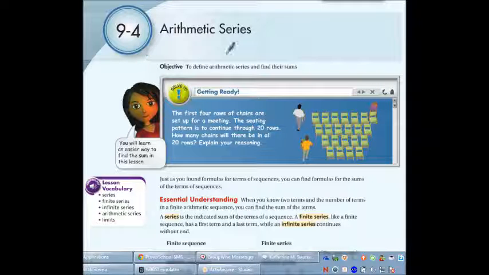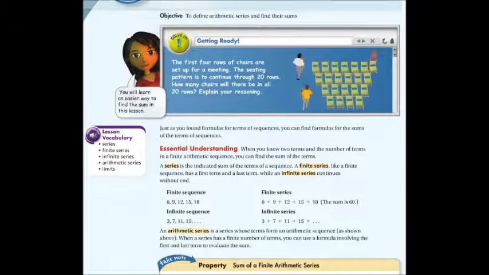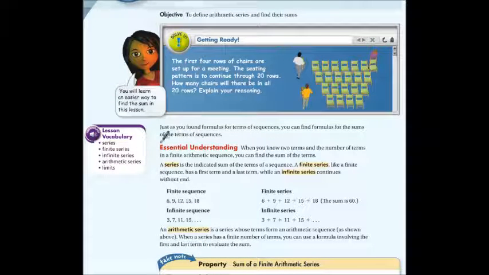All right, welcome to the notes on 9-4, where we're going to talk about arithmetic series. This is similar to sequences. It's just a sort of a step further. As we found formulas for terms of sequences, we can find formulas for the sums of the terms of sequences. So, a couple things. A series is the indicated sum of the terms of a sequence.